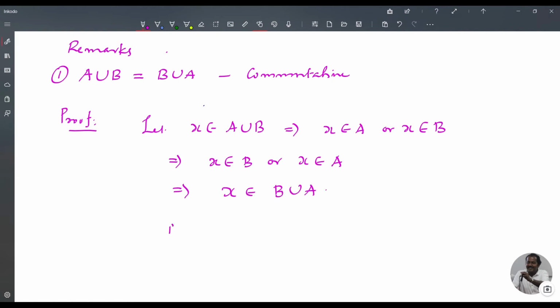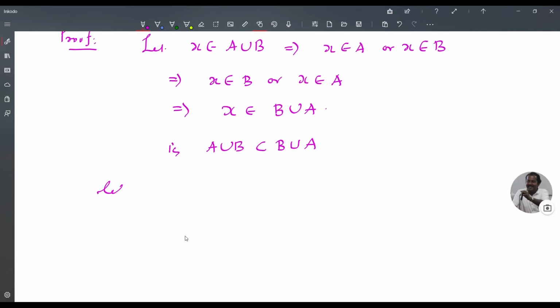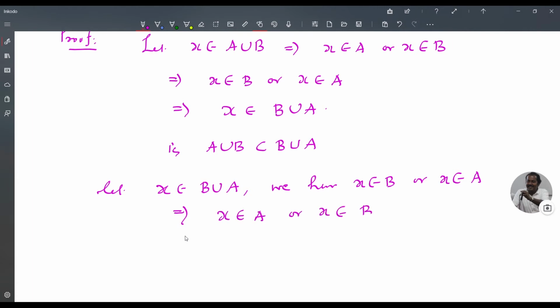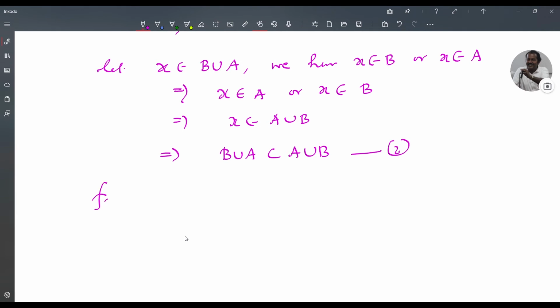That is, A union B is contained in B union A. And if you let x belongs to B union A, we have x belongs to B or x belongs to A. So this implies x belongs to A or x belongs to B. So this implies x belongs to A union B. This implies B union A is contained in A union B. So if you take this as 1, this as 2, we get from 1 and 2, A union B equal to B union A.